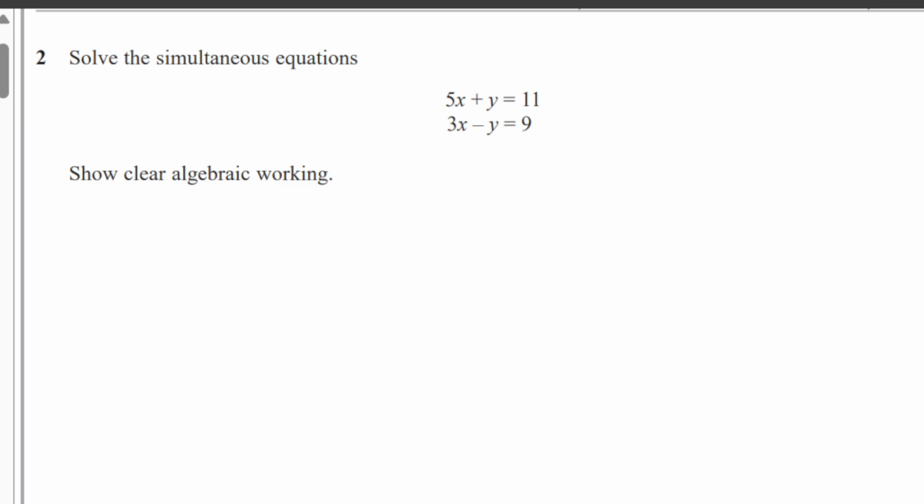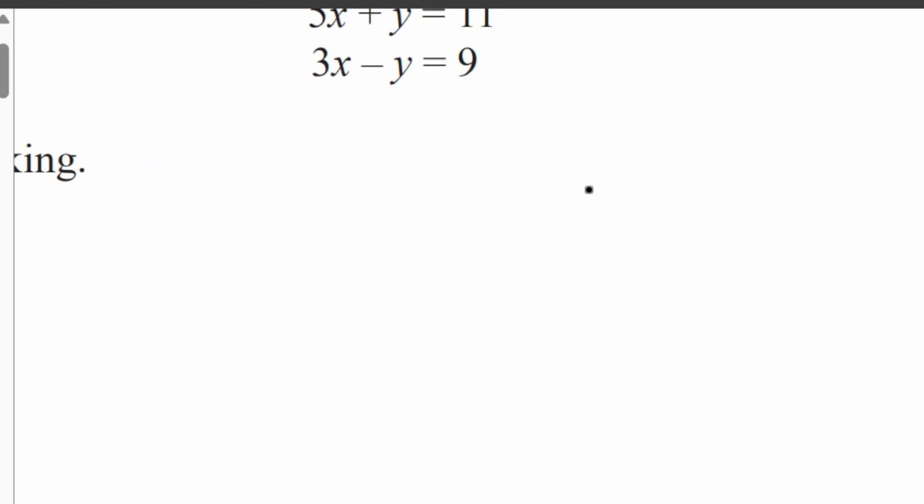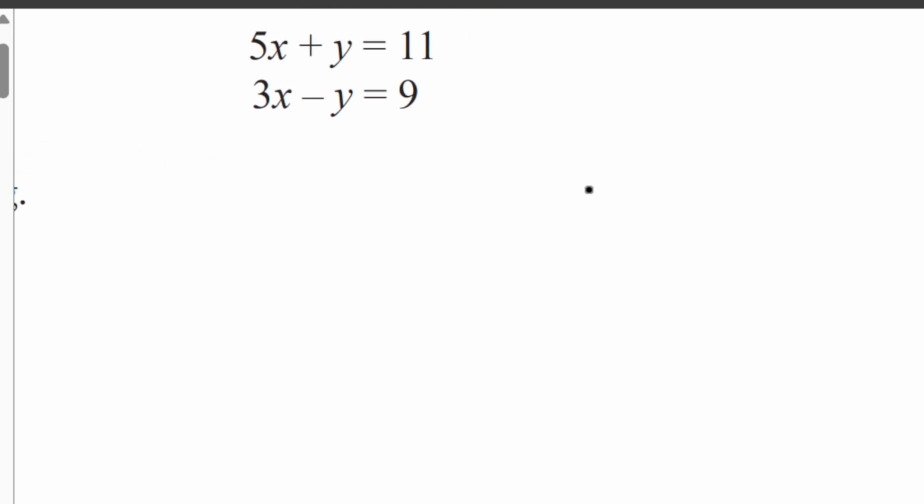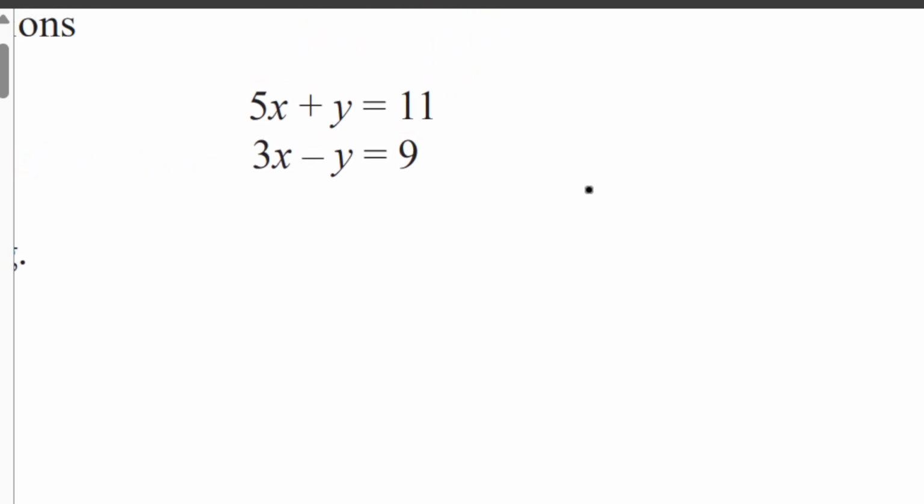Question 2 asks to solve this simultaneous equation. Let's do it together. So give it a try first and then watch the video.